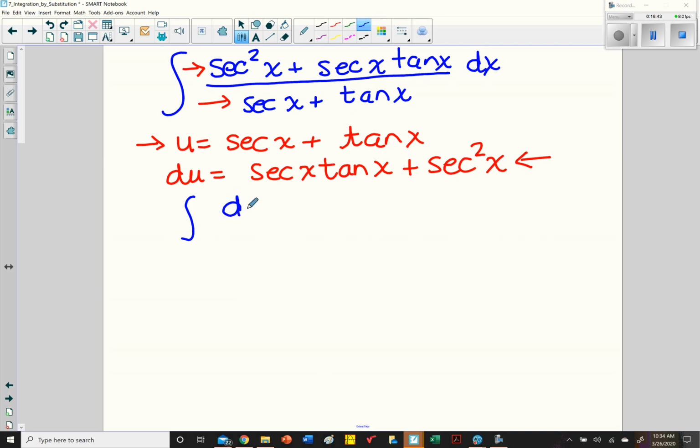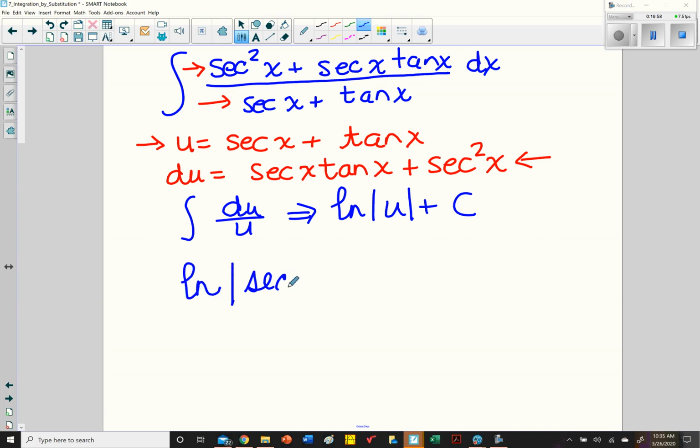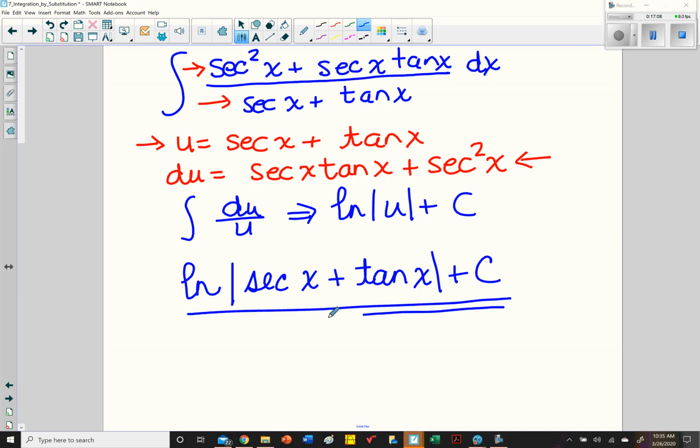which gives us du over u, which is also the natural log of the absolute value of u, and here was our u. So our final answer is the natural log of the absolute value of secant x plus tangent x, plus a constant. So that's one I wouldn't want to memorize, but there's the antiderivative for secant.